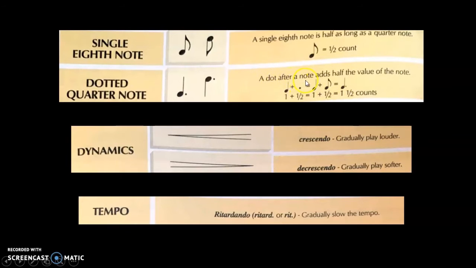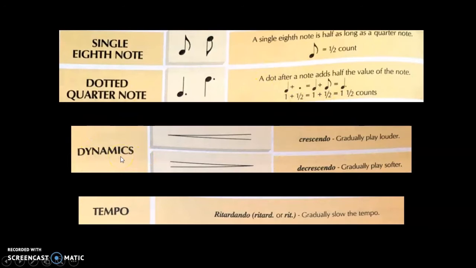A dot after a note adds half the value of that note. So if we have a quarter note, that's worth 1 beat. A dot means we're adding half of that beat, so that would be a half of 1. So then we're taking 1 plus half equals 1.5, which would be that dotted quarter note. And this example explains that right there, the musical math.